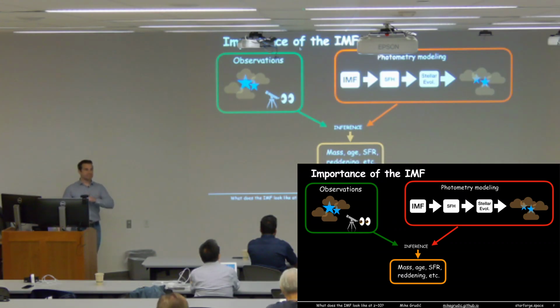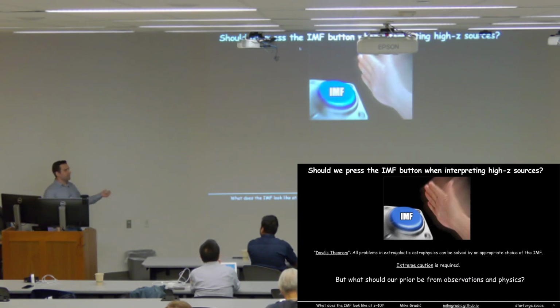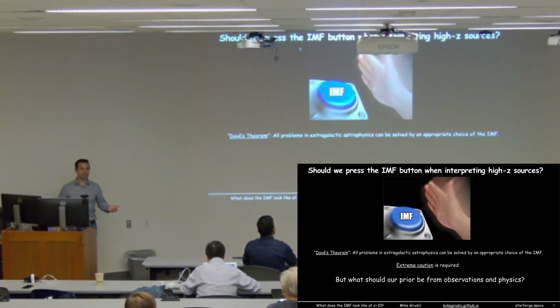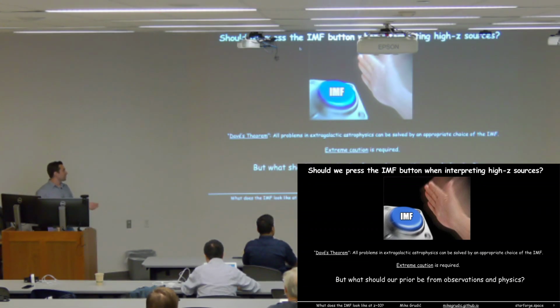So the question is, you're doing this, you see something you don't understand, do you press the IMF button? Do you vary the IMF in your model? Well, it's not something to be taken lightly. There's something that I've seen called Dave's theorem, which is that all problems in extragalactic astrophysics can be solved by an appropriate choice of the IMF, right? That doesn't mean that that's actually the solution to all the problems, so you have to be careful. You need extreme caution. But I want to talk about what the observations and, more recently, the simulations have to say about the issue.